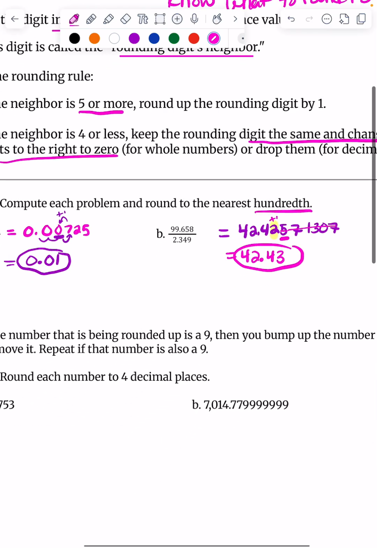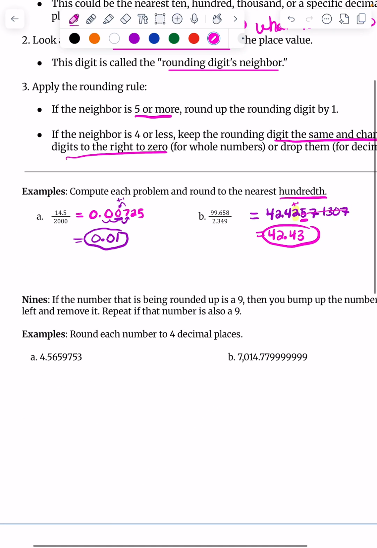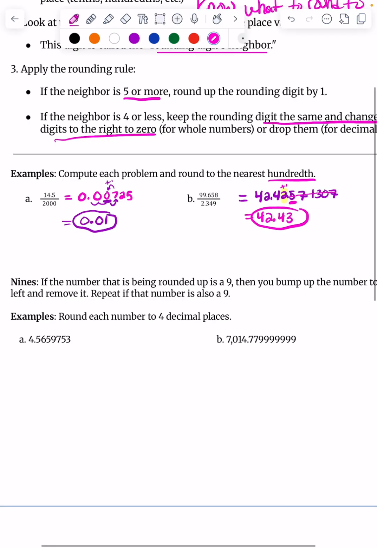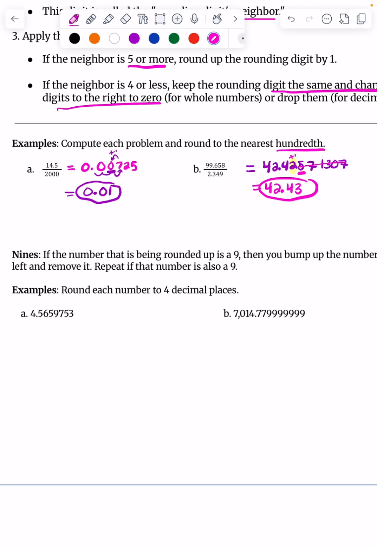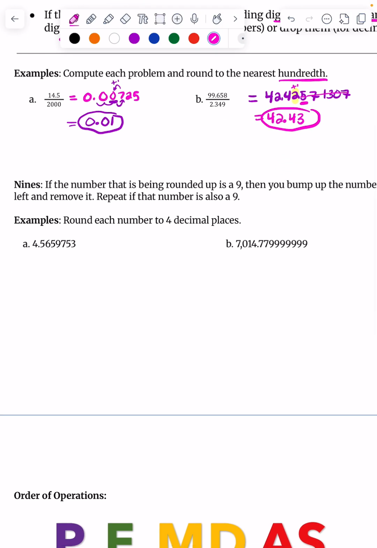All right. Now it gets a little more complicated when there's 9s. With 9s, if the number that's being rounded up is a 9, then you need to bump up the number to the left of it and remove it. And then repeat if that number is also a 9.